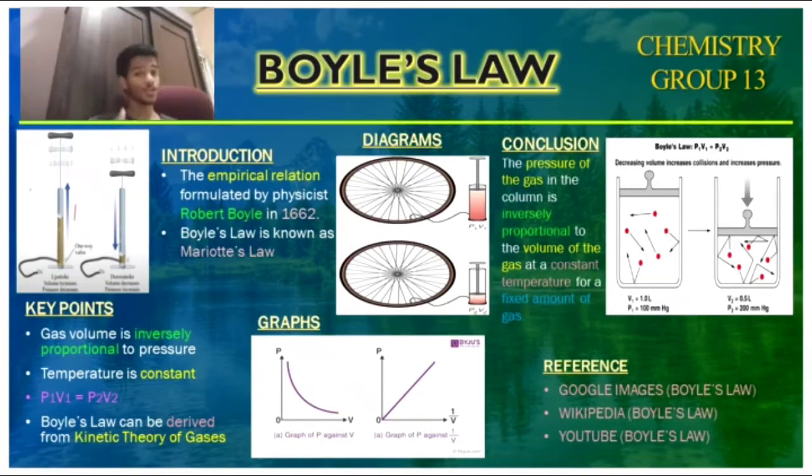So, a quick introduction about Boyle's Law. Boyle's Law was founded in 1662 by Robert Boyle. It is also known as Marriott law, mainly in France, because the French physicist Edme Marriott also discovered the relationship between the pressure of gas and the volume of gas in 1676. Boyle's law can also be derived from the kinetic theory of gases.